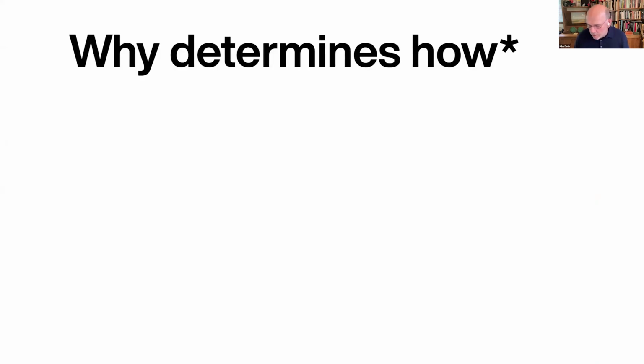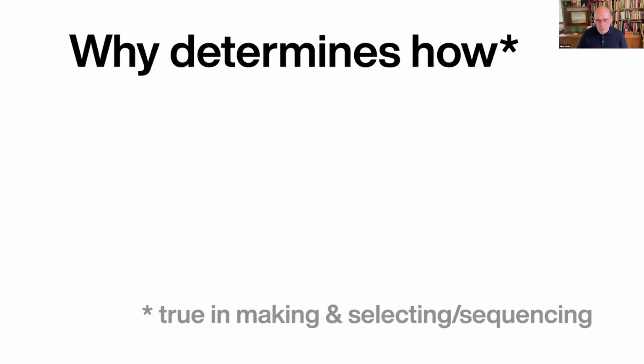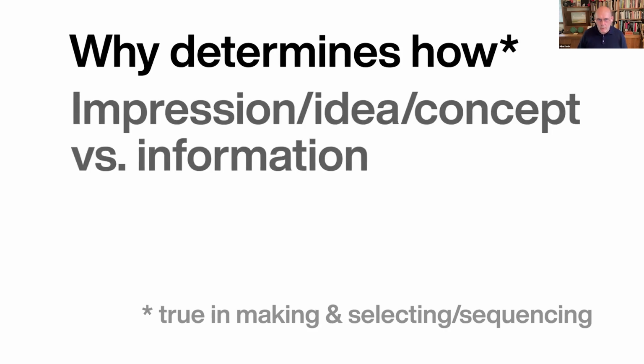The core notion is that why you do anything, and especially in photography, is going to determine how you do it. And the same is true in both making and selecting and sequencing images. So the more dimensional you are, the more dynamic the expression you try to make through your photography, the more likely the images will be dynamic. And conversely, the more literal or informational, the less interesting they will be.